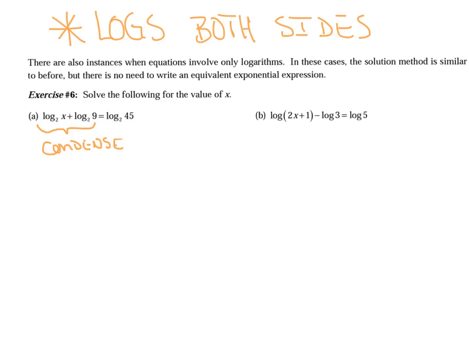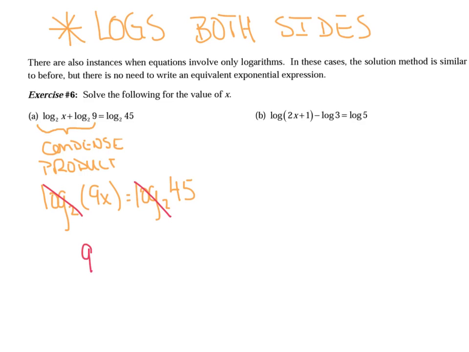But anyway, the condensing would be the product law because of the plus sign we see. So I'm only allowed to write the word log 1 time on this side of the equation, and it would be x times 9, which is 9x. Now, similar to what we did when we were solving exponential equations with the same base, we can go ahead and clear those logs, and we could say that 9x is simply equal to 45, x must be equal to 5. So condense and clear is our motto.